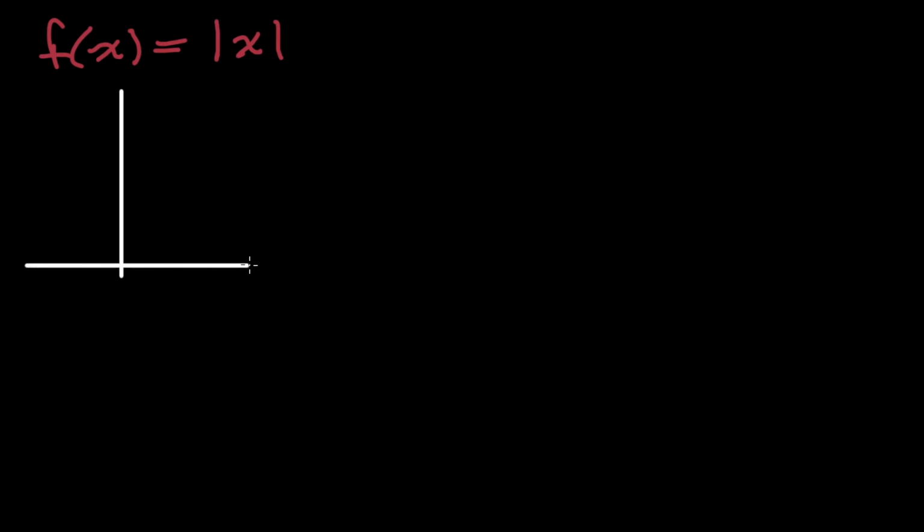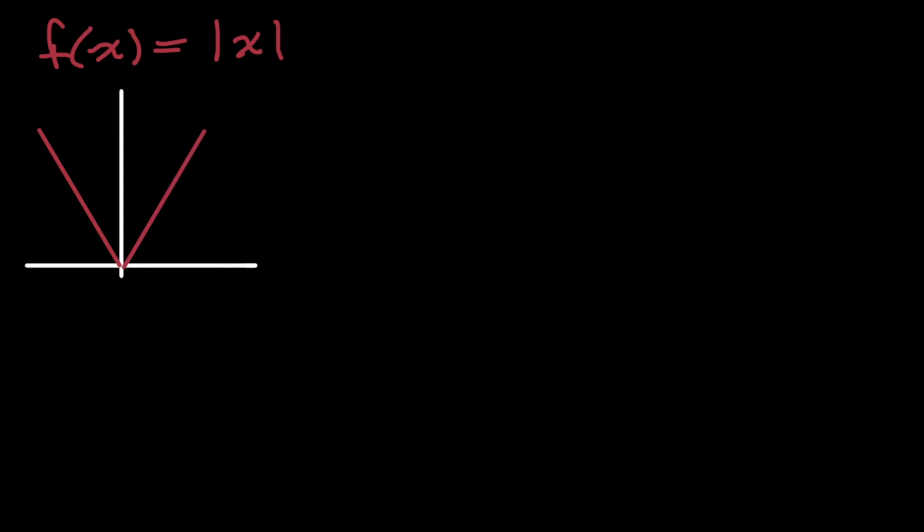So let's say that you had the function f of x equals the absolute value of x, right? If you were to graph this, you would get a function that looks like this. Kind of an inverted V, right? And so that's what your function would look like.